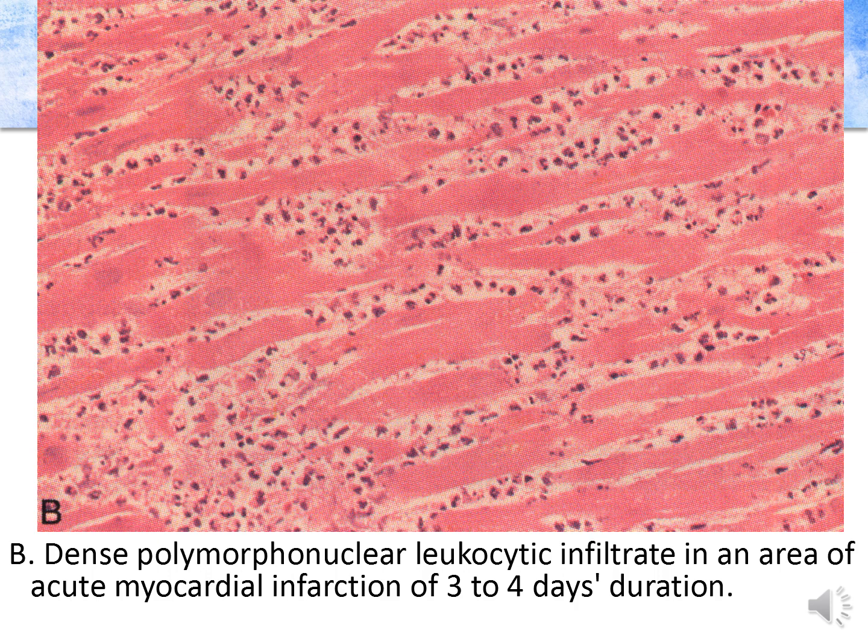Here you see the polymorphonuclear leukocytic infiltration in the area of acute myocardial infarction, 3 to 4 days duration. Here you see the dead myocardial cells. You see just the tiny shadows of the nuclei, and here you see intensive leukocyte infiltration between dead fibers.